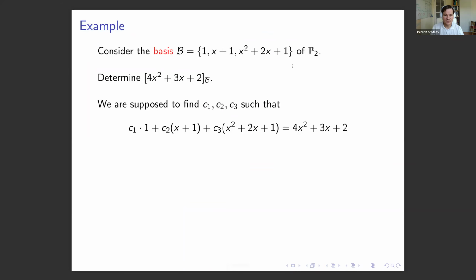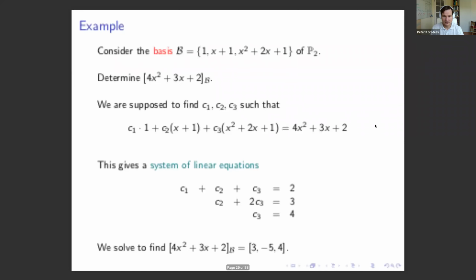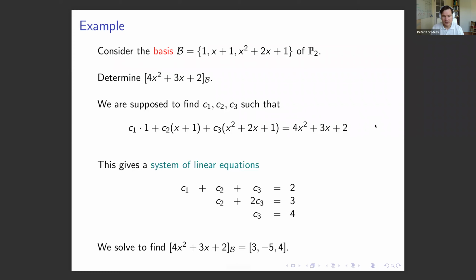Which means that we need to find the coefficients c_1, c_2, c_3 such that the linear combination of the basis vectors with these coefficients gives you the desired vector. Well, that gives a system of linear equations, which you can write like this. And we can solve them, right? I hope you know by now how to do it. So the solution is 3, minus 5, 4.